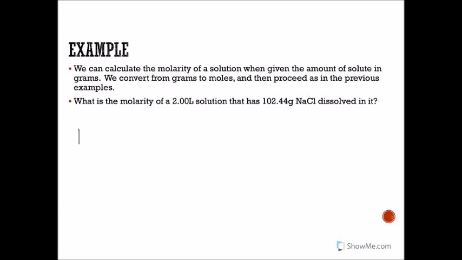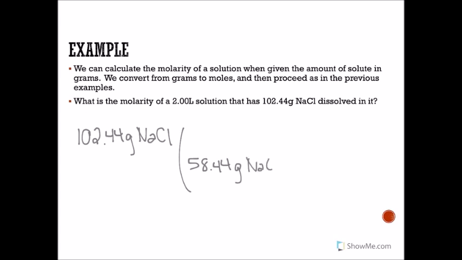We have 102.44 grams of sodium chloride. We need to convert it to moles using our molar mass. So if we look up sodium, it has a molar mass of 22.99, and we add that to 35.45, which is chlorine, and we get a molar mass of 58.44 grams of sodium chloride per mole of sodium chloride.